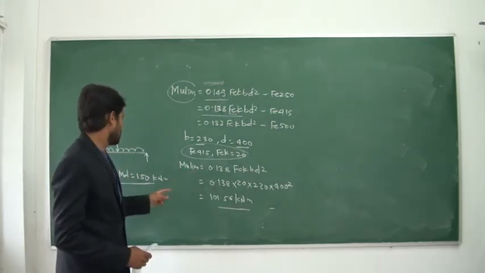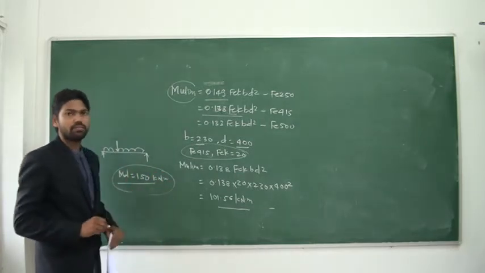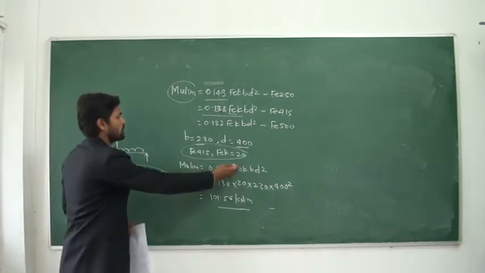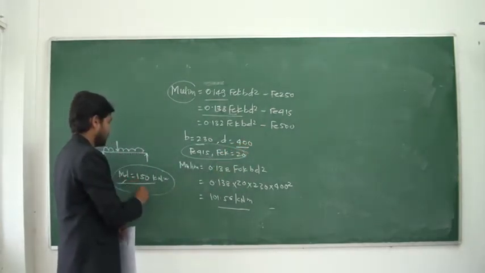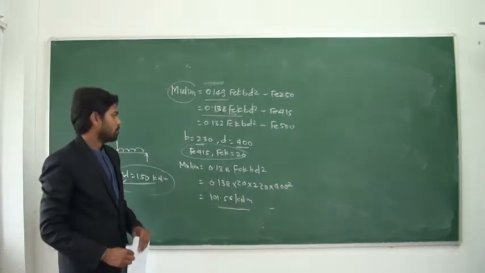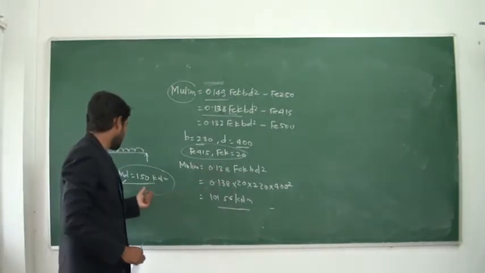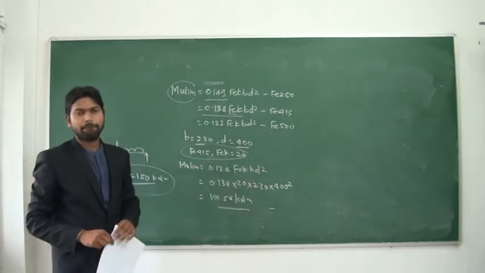And it will counteract the design bending moment. Even suppose you have to increase the depth to 500, 600, then this MD will be less than this MU limit. Okay. If you want to make the MU limit value larger than this, you have to increase the depth of beam accordingly.